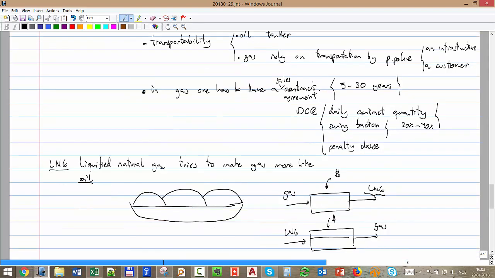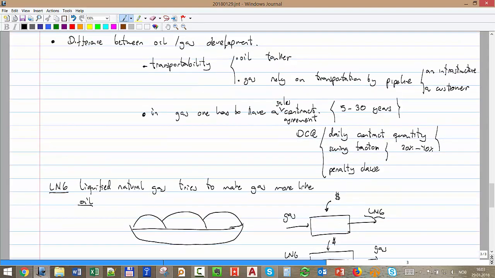Okay, for oil and gas: oil, very simple, tanker. Gas is an issue. I have to have somewhere to send the gas, a pipeline. And if I don't have anything around, what do I do with the gas? Flare it. Okay, good question, good answer.